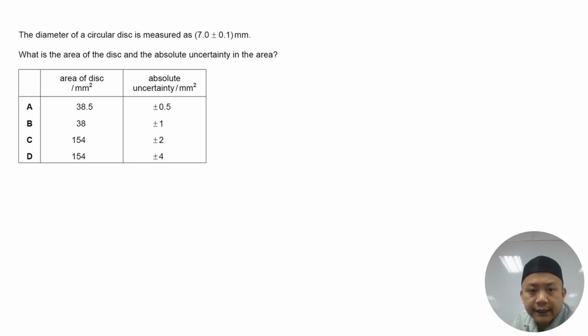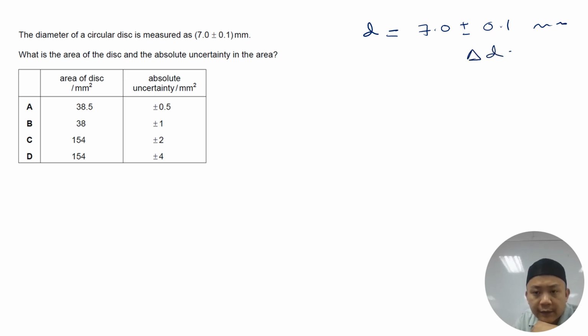Diameter of a circular disc is measured as 7.0 plus minus 0.1 millimeters. So we represent diameter D as 7.0 plus minus 0.1 millimeters, where the uncertainty of the diameter is said to be 0.1 millimeters. Now, all uncertainties must be in one significant figure.